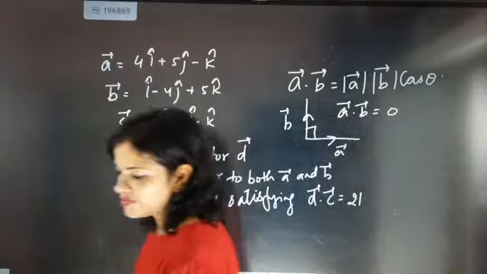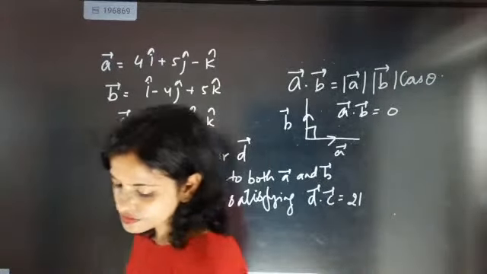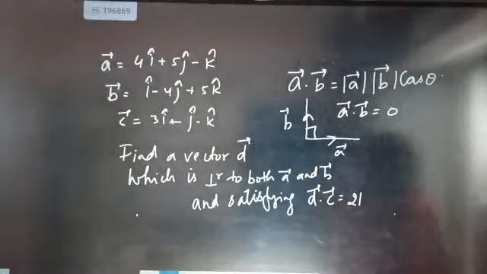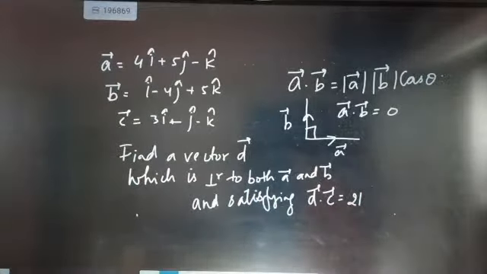Understood? A vector dot b vector will become equal to what? A vector dot b vector will become equal to 0.